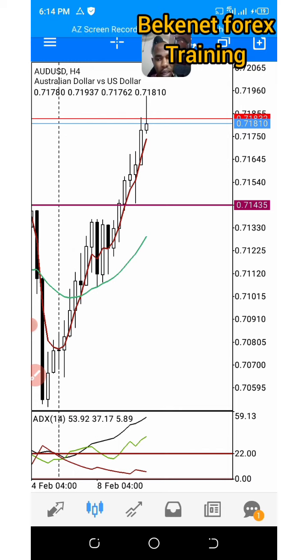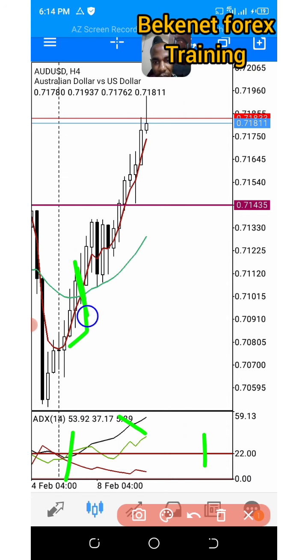Now we've been able to establish what? The buy signal. Let's go back again. Once this red from the bottom crosses the green, it is a buy signal. You come here and confirm again. Once this green is above the red, it is a buy signal. Then the third confirmation is this black. If this black is above 22, you buy.